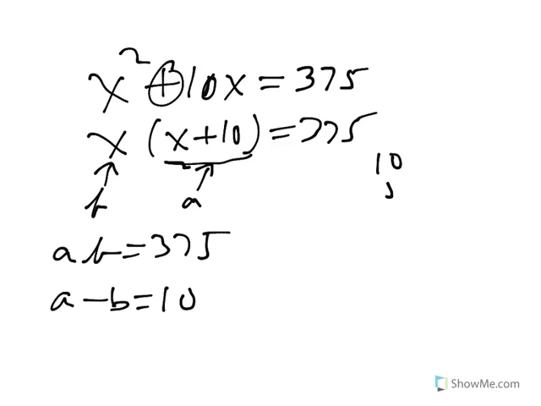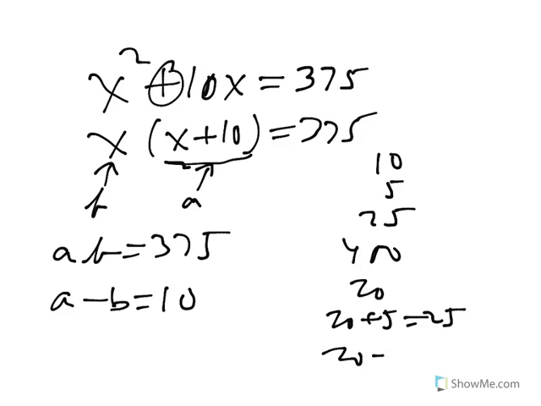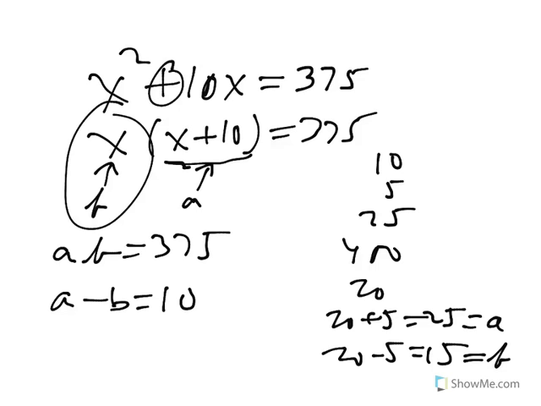So the process: divide 10 by 2, square it, add it to the 375, take the square root, do 20 plus 5 equals 25, 20 minus 5 equals 15. The smaller one is B, the bigger one is A, but in this case, x was the smaller one, and that's the way you solve these sorts of questions.